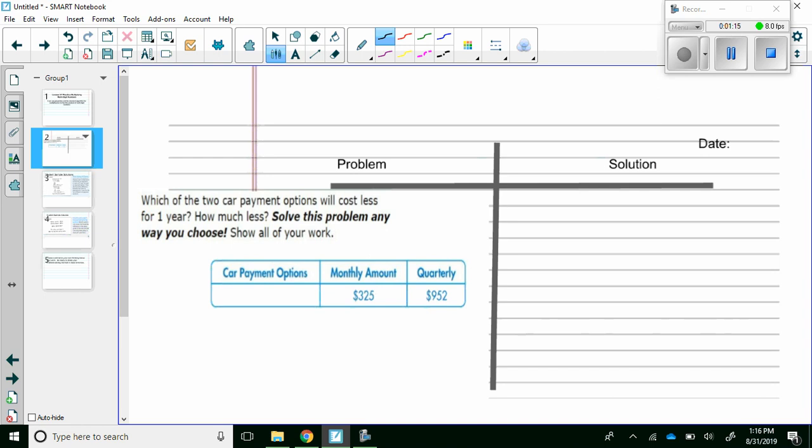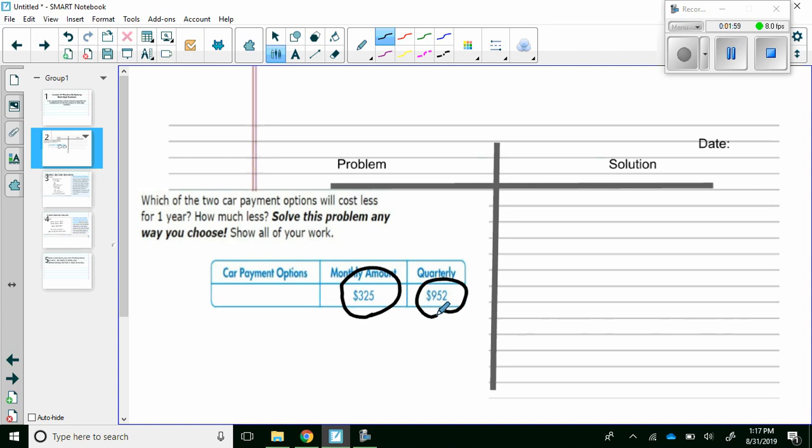Think about what you know, pause the video to solve the problem, and then push play when you're ready to see how to solve it, if it's like yours or different. Okay, welcome back. Let's solve this problem to figure out which car payment would be the best option. First, I'm going to circle the numbers. In this problem, the numbers are in this graph. First, I have $325 for the monthly amount, and then I have $952 for the quarterly amount.